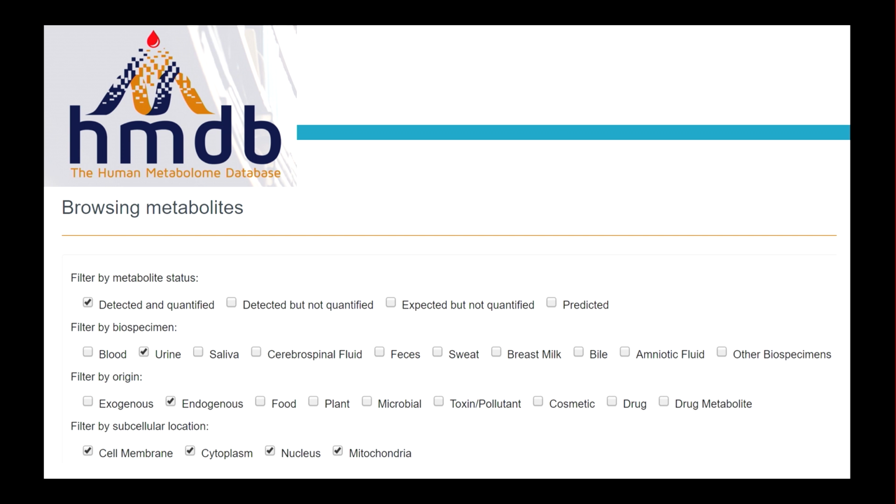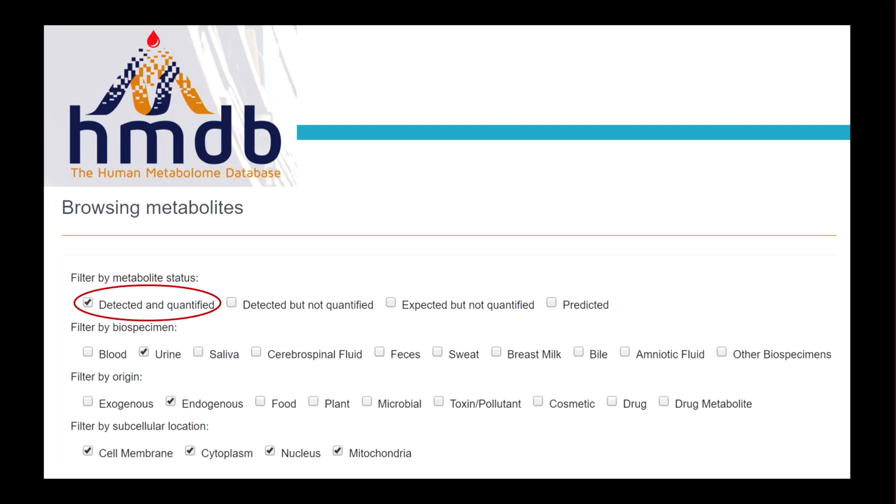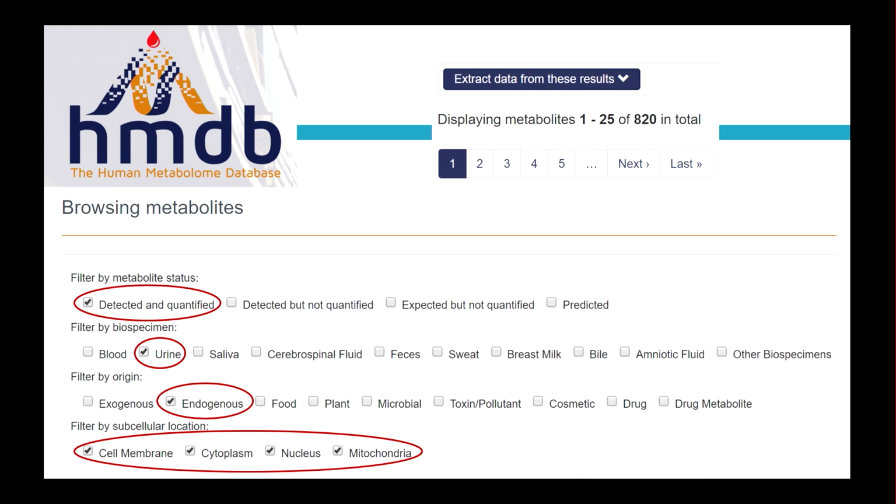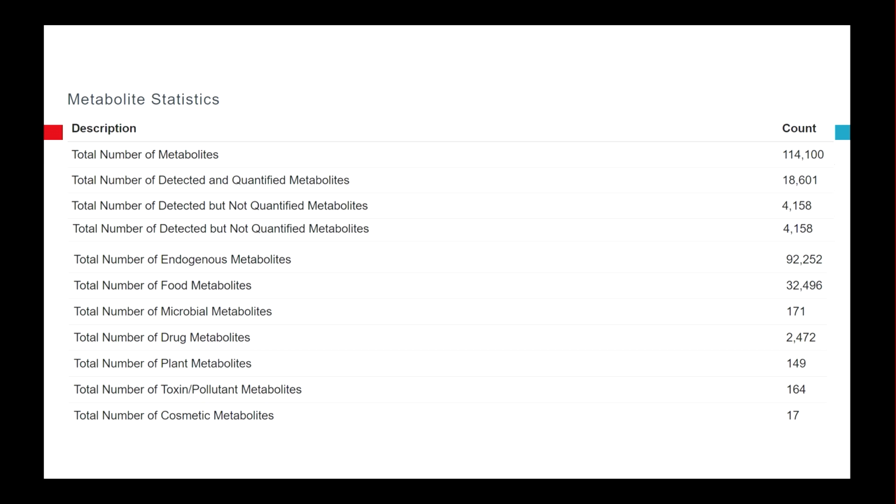Now, the Human Metabolome Database, and I know most of you know about the Human Genome Database, but there's a Human Metabolome Database. And just quickly searching, for example, if you want to take a look at what's detected and quantified in urine for endogenous metabolites, filtered by the cell membrane, cytoplasm, nucleus, and mitochondria, there are only 820 metabolites. That's quite workable.